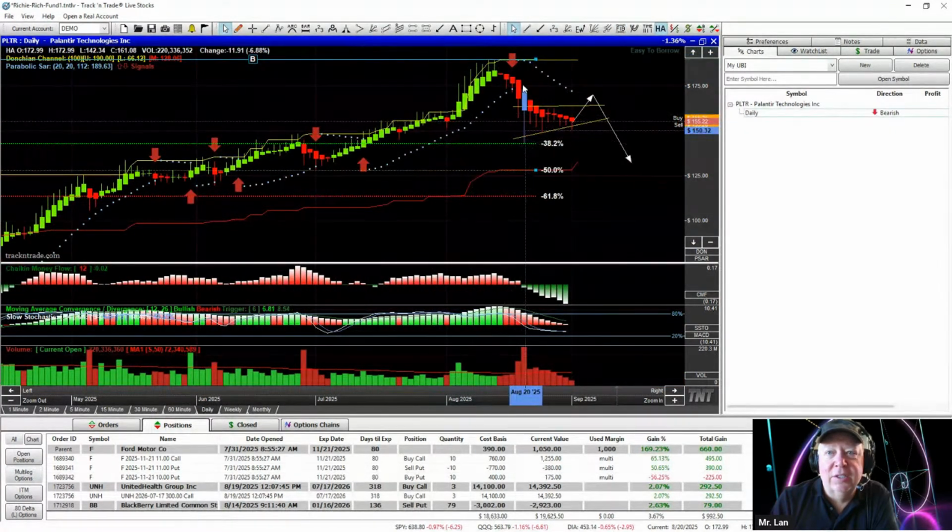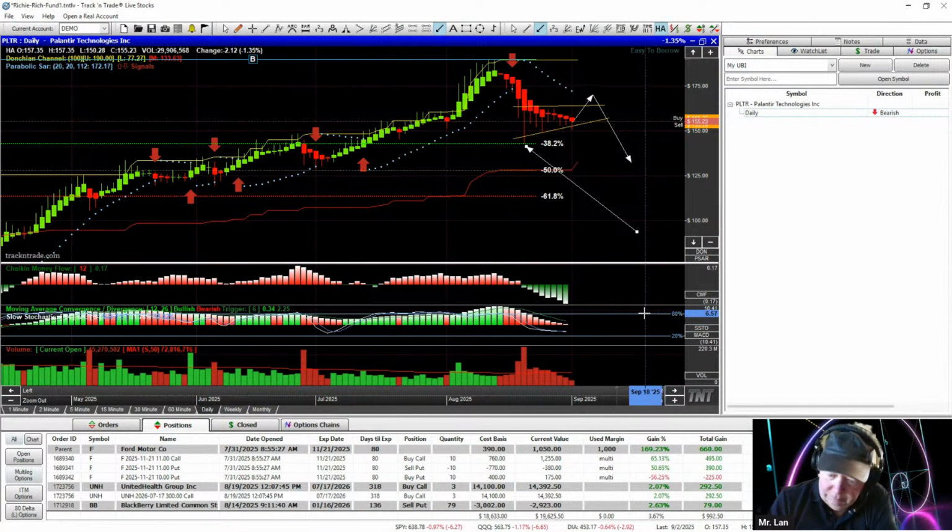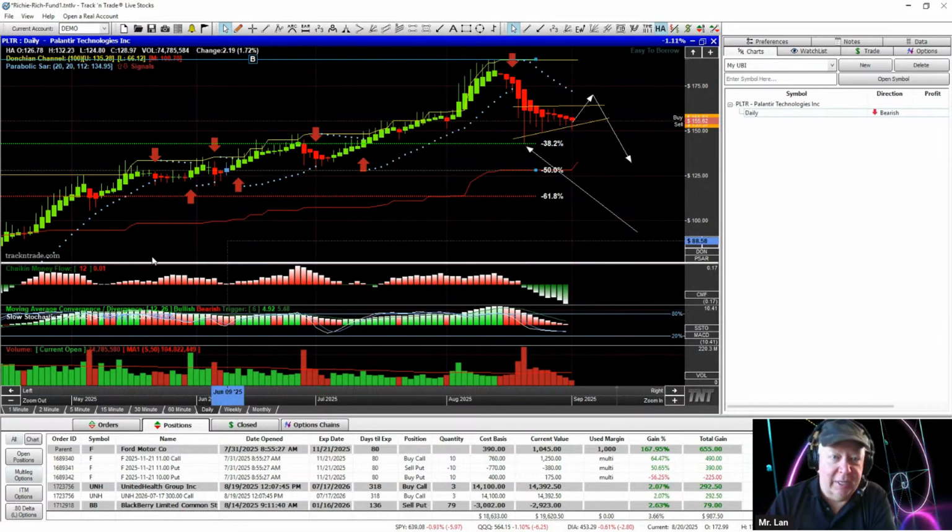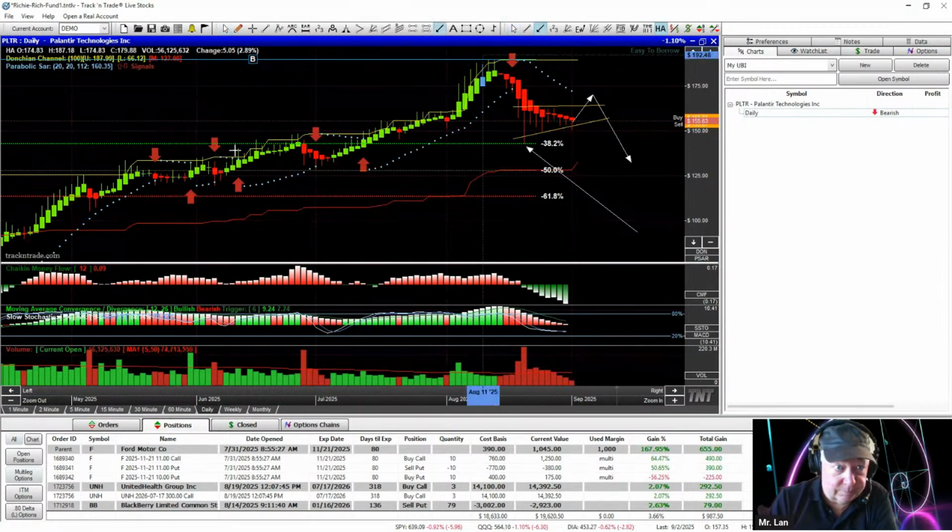It came down and look, it touched the 38.2 like a train on rails right there. You would think it was programmed into a computer. Oh wait, it was. All right, we've talked about that at great length in this class, and how we can predict most of this stuff.